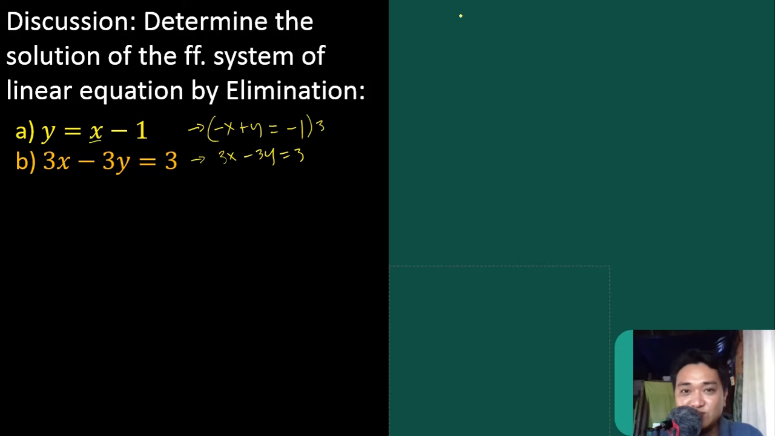This transforms to negative 3x plus 3y is equivalent to negative 3. Ayan po. Bakit natin sila minultiply by 3? Para maging kawangking-kawangki talaga siya ni 3x minus 3y is equals to 3. Ayan. At saka para may makancel tayong isang term. So, let us now copy. Now, we are ready to add 3x minus 3y is equivalent to 3.